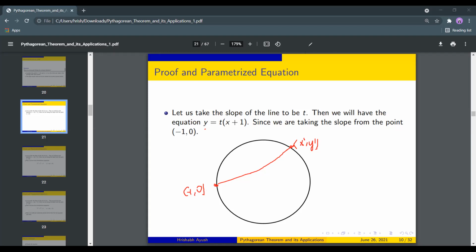What's t? t is the slope of the line. Oh, okay. Yes, yes.